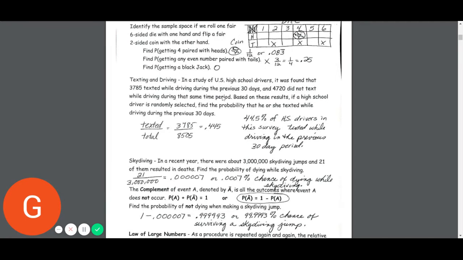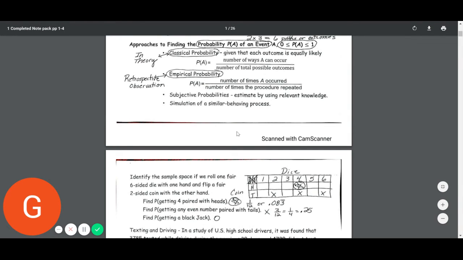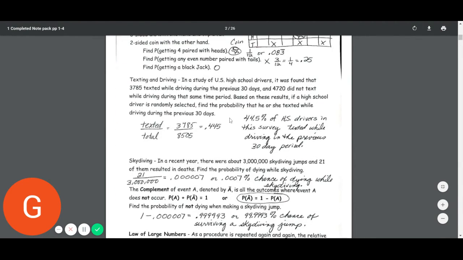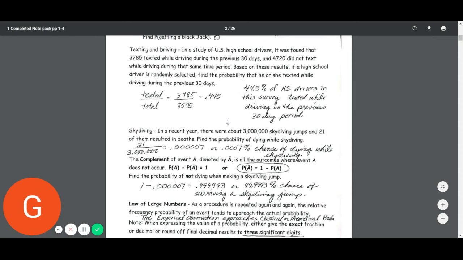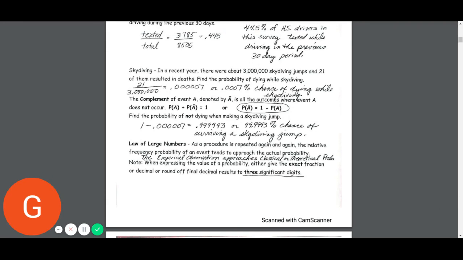Now, this is an example of the retrospective or empirical probability, because we're looking at a past observation and looking at the number of ways something occurred over the total number of times it occurred. Okay, another concept that we come across in this section is the whole concept of complements. So we're going to do another example here and talk about an event and then its complement.